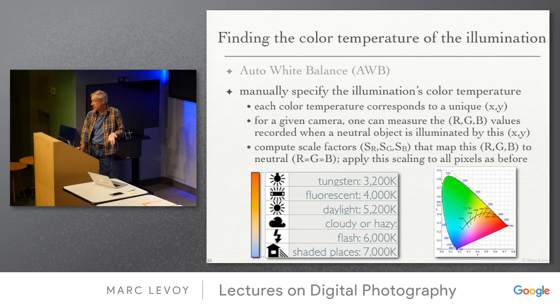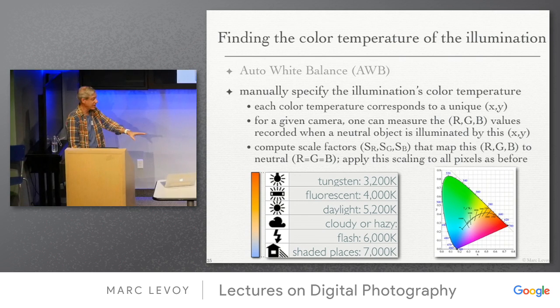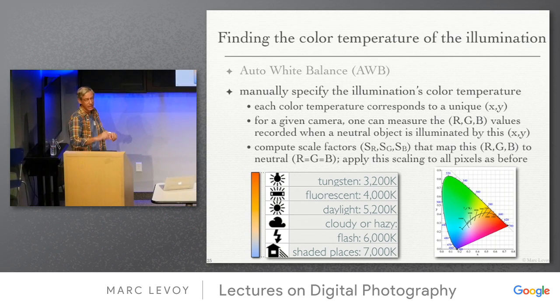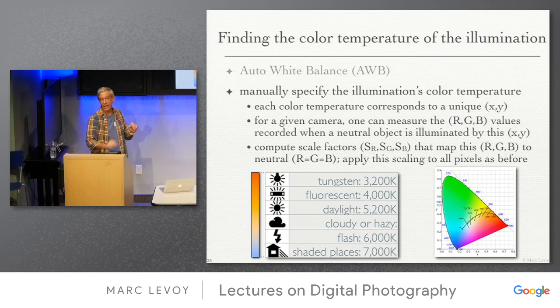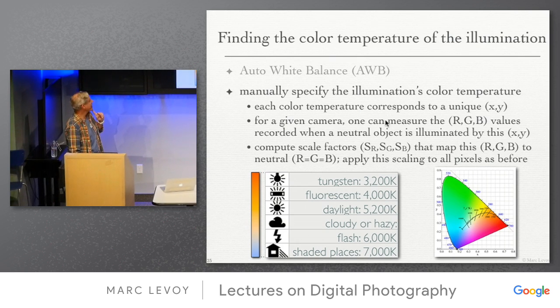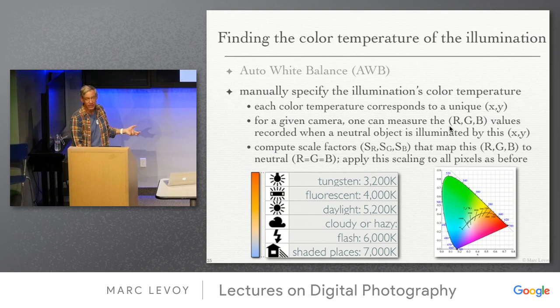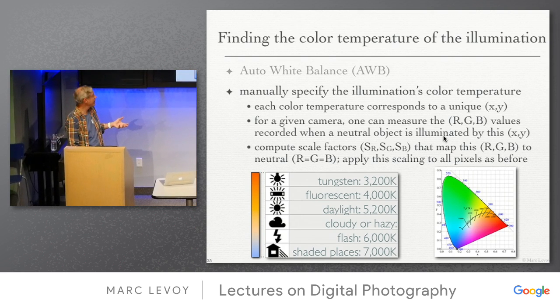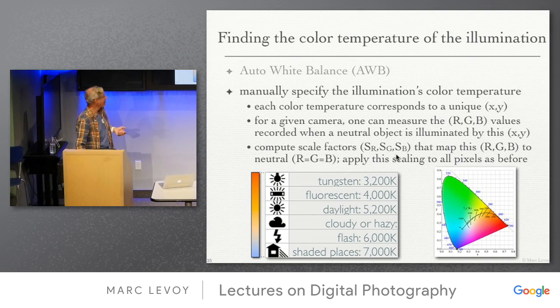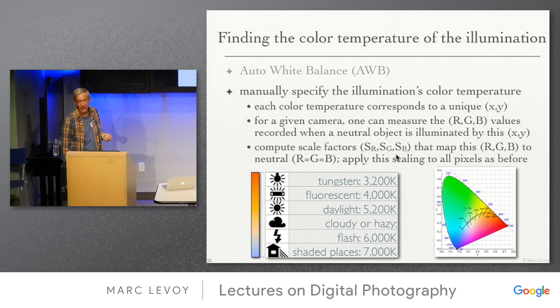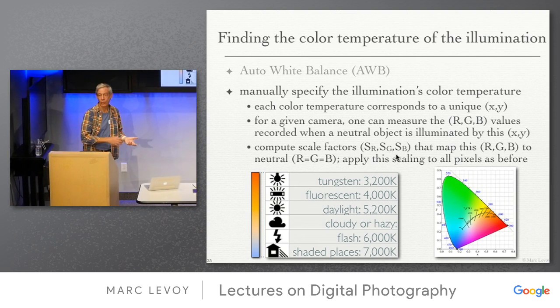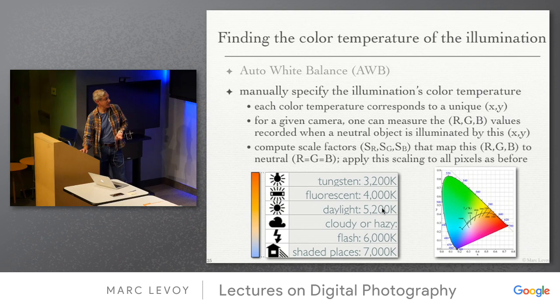You can also manually specify the white balance on most cameras. I didn't bring my SLR with me today, but there's a manual white balance adjuster. And the way that would be done is for a given camera, you can measure the RGB values that will come off the sensor when any known neutral object is illuminated by a particular illuminant. And then from that, you can compute scale factors. And so that's how the camera can apply white balancing if you select one of these illuminants on the menu for the camera.